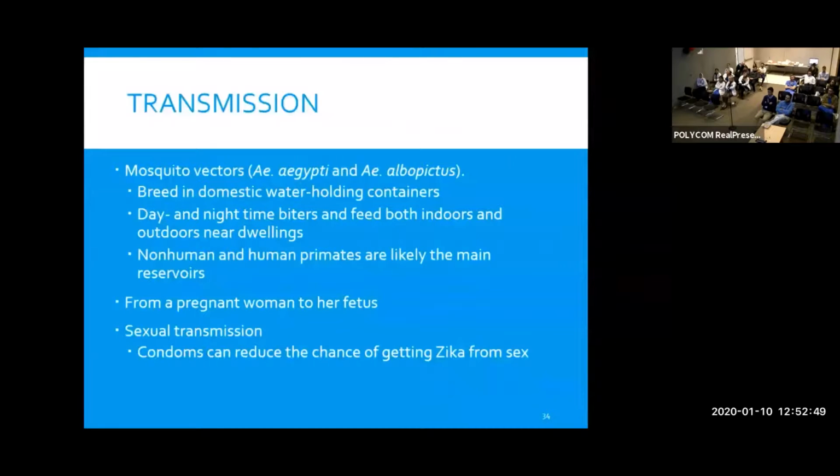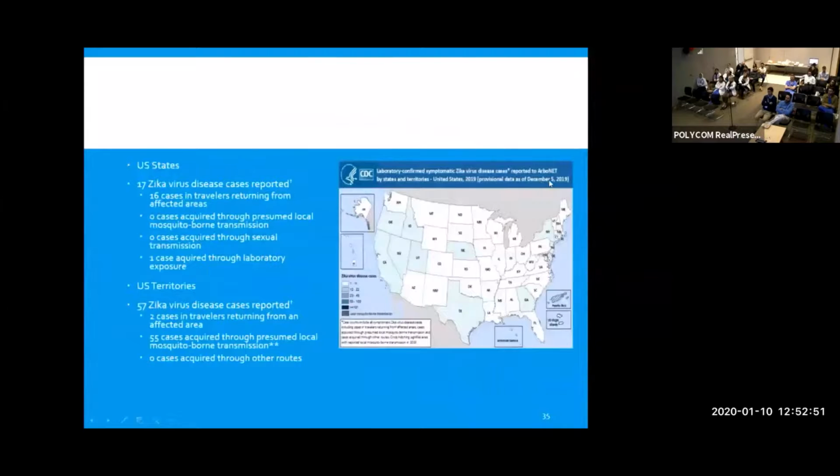So what's the situation with Zika in the US? This is from the CDC, again, as of December 5th. It's not a lot. The epidemic seems to have subsided, fortunately. There were 17 Zika virus disease cases reported. Of those, 16 are in return travelers, and only 1 with a lab exposure. When we look at the U.S. territories to include Puerto Rico and so on, there are higher numbers, but again, mostly in people that were exposed in endemic areas. So this is an imported infection.